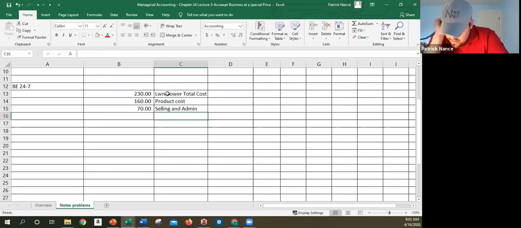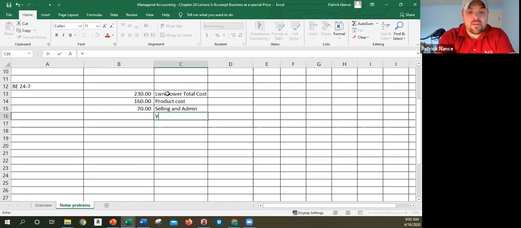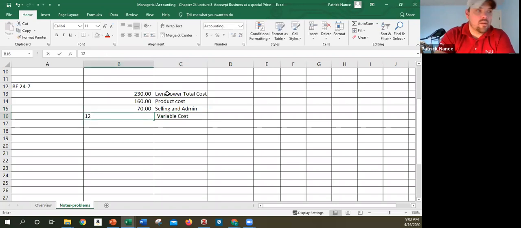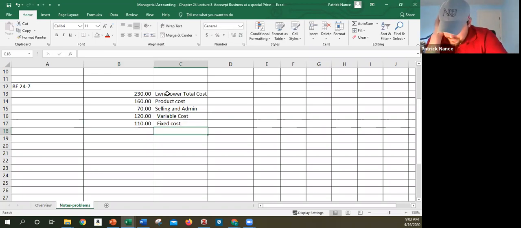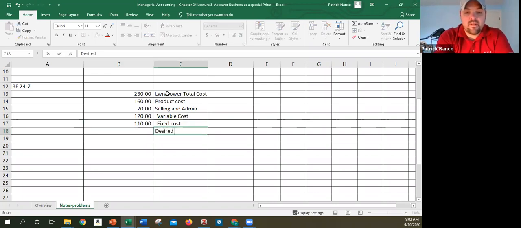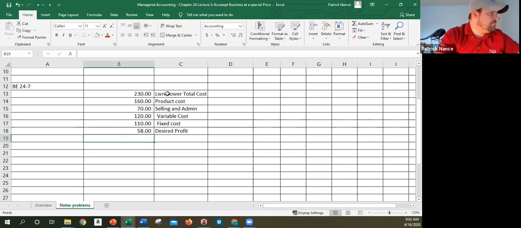In addition, the total cost of $230 is made up of 120 in variable cost and 110 in fixed cost. Desired profit is $58 per unit. Okay.